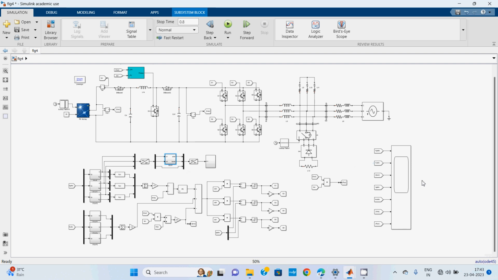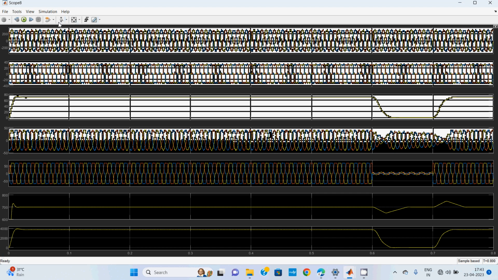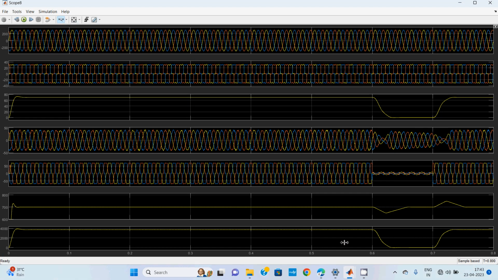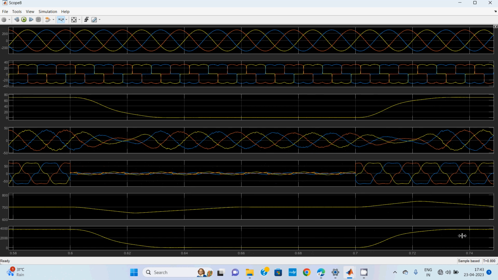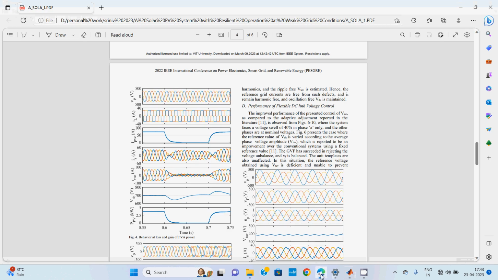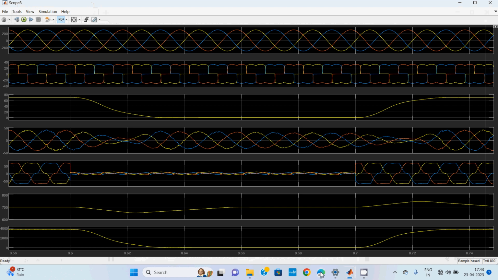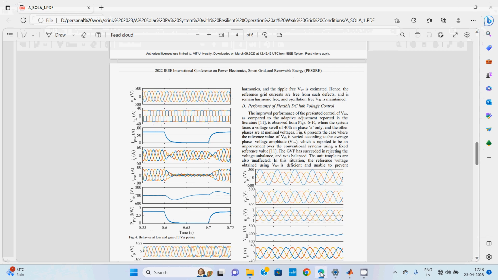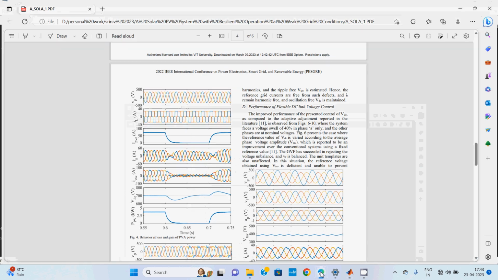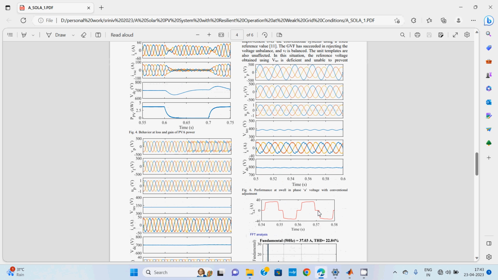And in the second case we just change the radiation and the load is kept constant. Then automatically the waveform will look like this from 0.6 to 0.7. This is the case we need to consider. So this is the waveform that will look like this. So this is figure number 4.